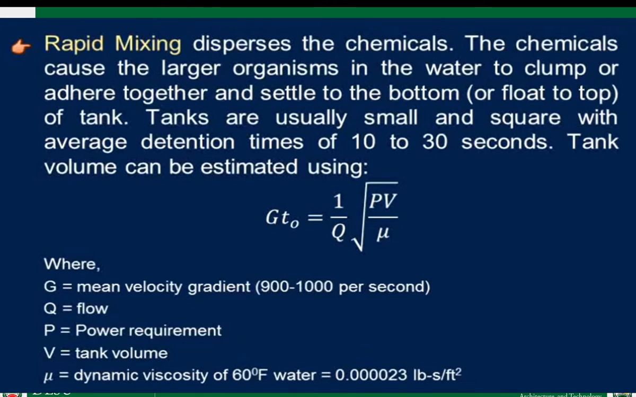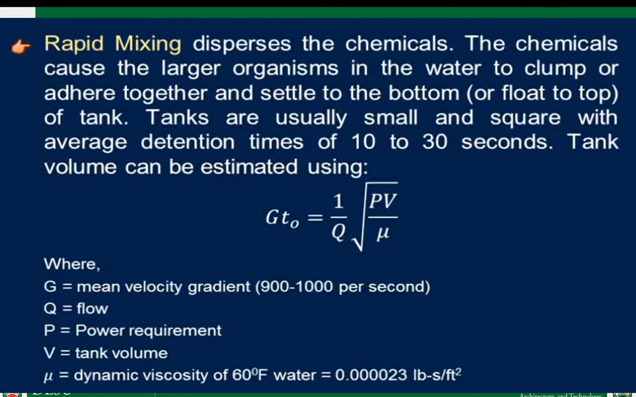So rapid mixing occurs in the coagulation or flocculation tank. You need to disperse chemicals in the tank so that there will be a reaction between the coagulant and flocculant and the suspended particles present in the water. In this way, they will form floc or clumps, become bigger and denser than water, and settle down.